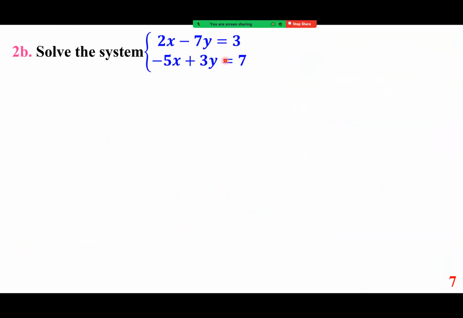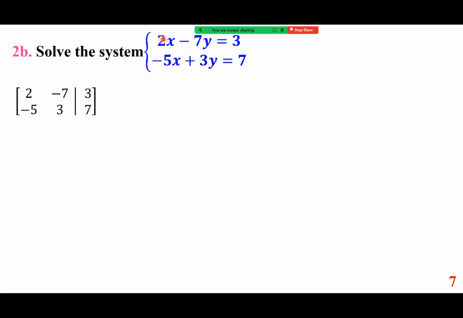Now we want to solve this system. We've already done that, so let's put this into an augmented matrix. We come up with a matrix with columns 2, -5, 7, -7, 3, and 3, 7. I hope you can see the augmented matrix: 2, -5, -7, 3, 3, 7. And we have a line here which separates this matrix from the solution matrix.